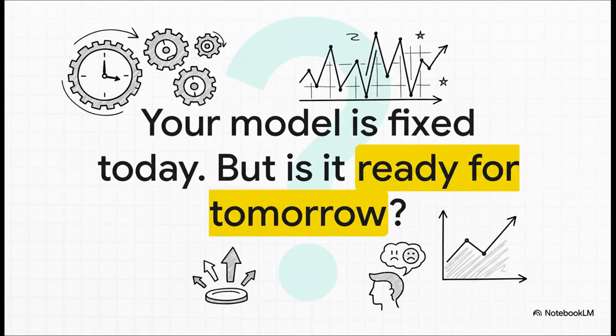So, you've used the learning curve. You've balanced that bias and variance, and your model is fixed. That's fantastic. But you know, the real world never sits still. Data changes, patterns shift, what we call concept drift happens. So the final question I want to leave you with is this. Now that your model is ready for today, how do you make sure it's ready for tomorrow? That's a whole other challenge.